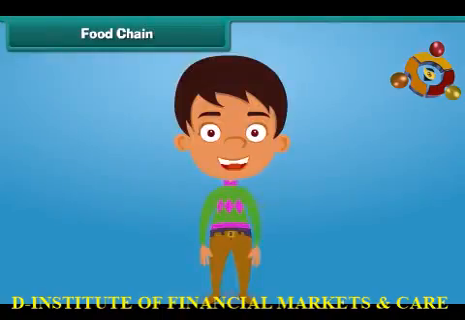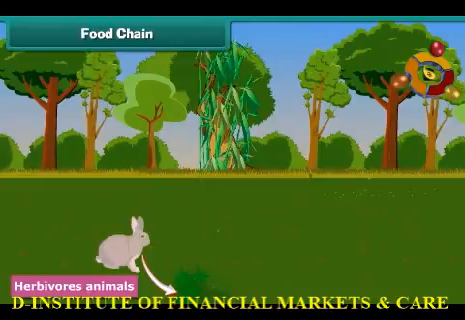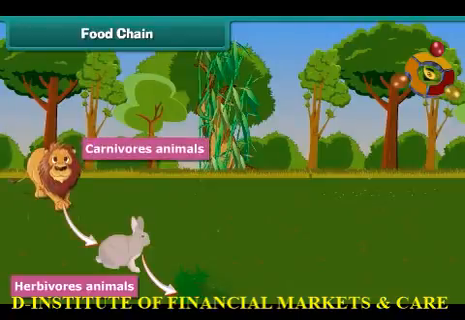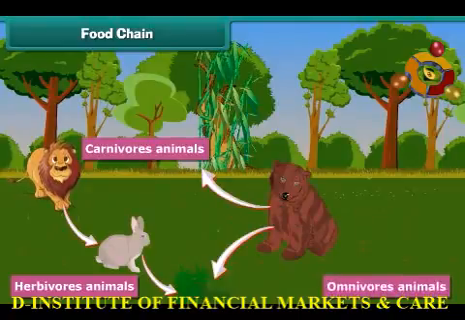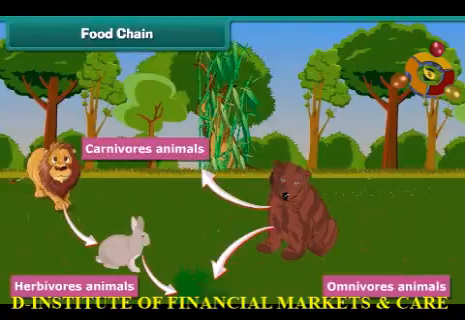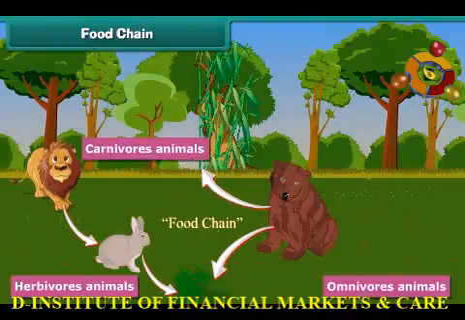Friends, do you know this fact that all animals are connected to each other? Actually, they all are dependent on one another for food. Herbivores eat plants to get nutrition. The carnivores eat flesh of herbivores, while omnivores eat both herbivores and carnivores. A food chain is the sequence of who eats whom to obtain nutrition. For example, a rabbit eats grass and a lion eats a rabbit. A bear can eat both.